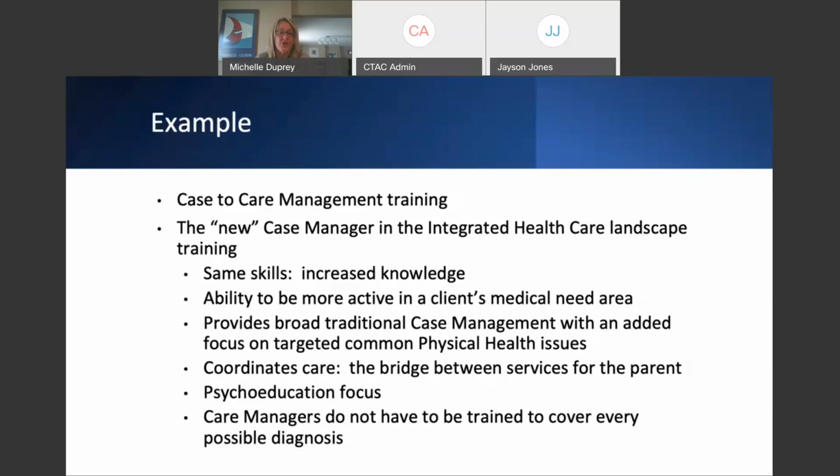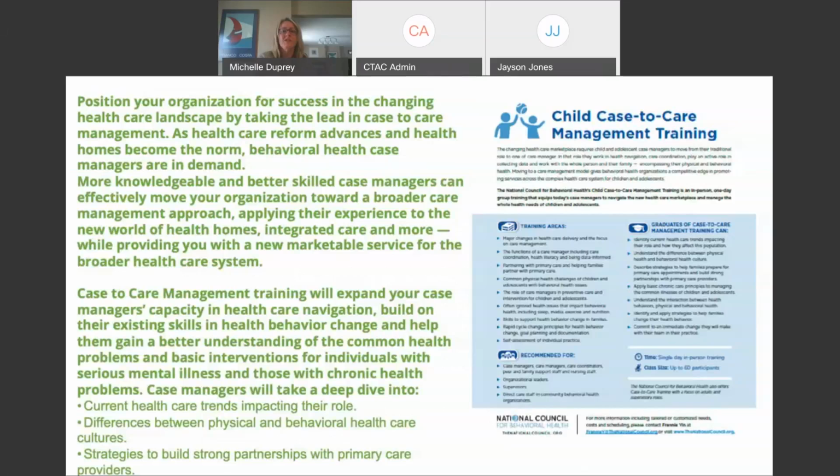And basically, you're not getting trained to cover every single possible medical diagnosis. It's really just the concepts and the knowledge of how to use your skills a little bit differently to move from case management to more care coordination, care management. So again, not expecting you to read all of this. I just wanted to give you an example. It's done through the National Council.